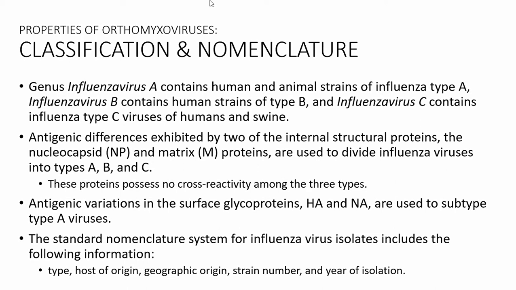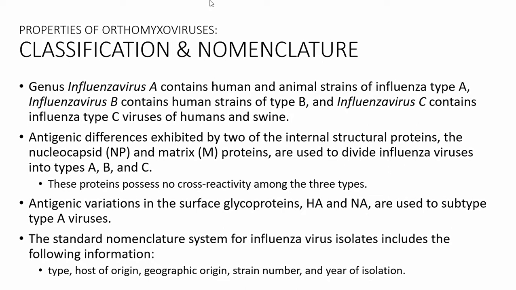For the classification, the genus influenza virus A contains human and animal strains of influenza type A. Influenza virus B contains only the human strains of type B. And influenza virus C contains influenza type C viruses of humans and swine. Antigenic differences exhibited by two of the internal structure proteins, the nucleocapsid and the matrix protein, are used to divide the influenza viruses into the different immunologic types. But these proteins possess no cross-reactivity among the three types. So the antigenic variation is based in the surface glycoproteins.